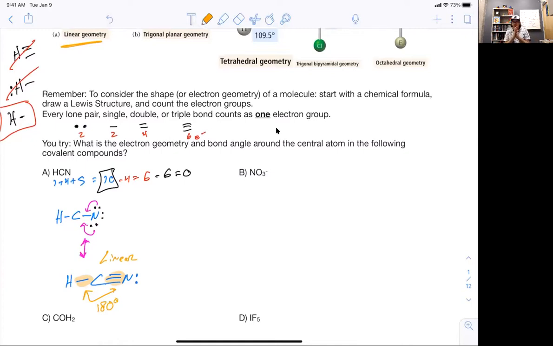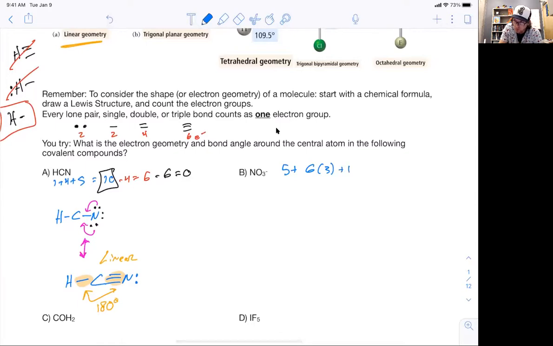If you say a central atom has a 180-degree bond angle, you're saying it's linear, and vice versa. So let's dive into this next one. This next one's kind of interesting. This is the nitrate polyatomic ion, and it's got that negative charge, which means we need to add that electron into our count. And so the nitrogen still brings 5 valence electrons. Each oxygen brings 6, but there's 3 oxygens.